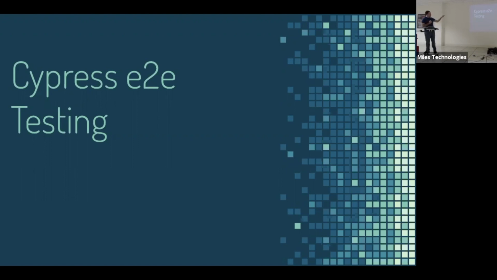Today we're going to talk about Cypress, and Cypress is an end-to-end testing tool. So we're going to talk about what end-to-end testing is first, then discuss a little bit about Cypress, and then we'll go into the Dojo.